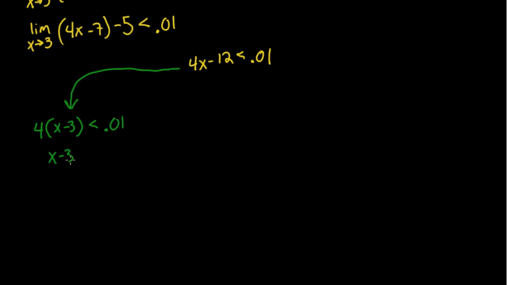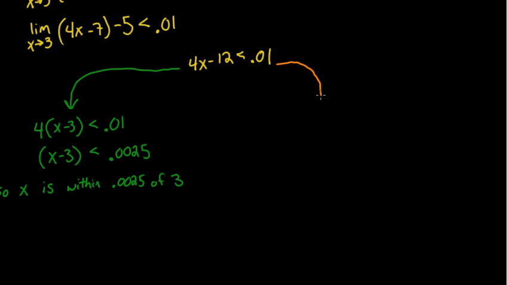So we'll end up with x minus 3 is less than 0.0025. So x is within 0.0025 of 3. So that's how close we need to make x. But let's say you're doing this problem and you didn't see to factor that out. It's something you didn't notice, so you need to go about it some other way.